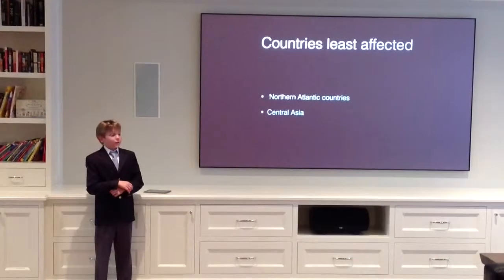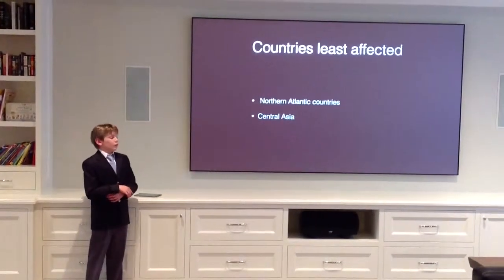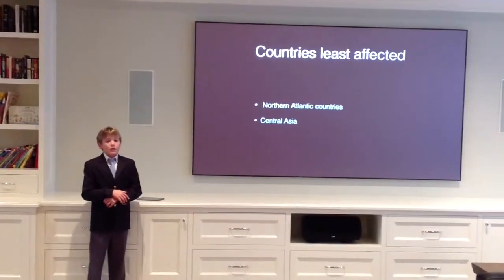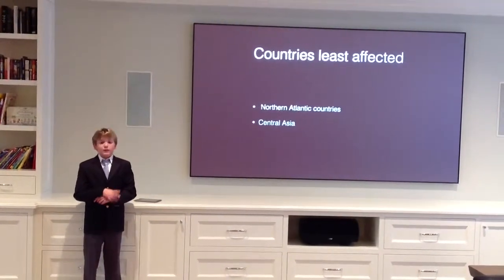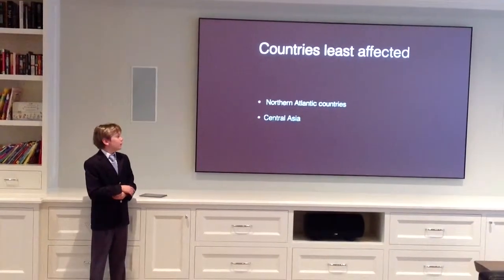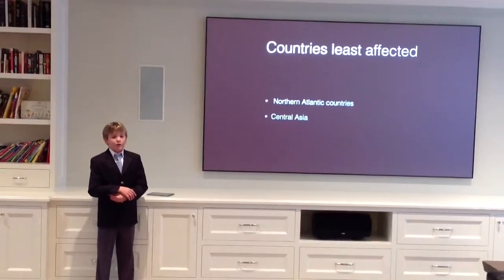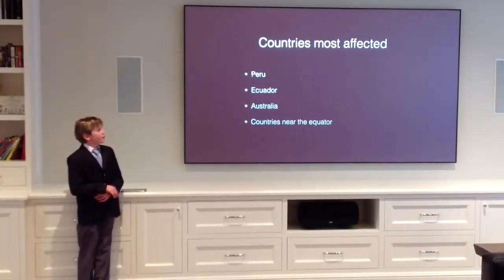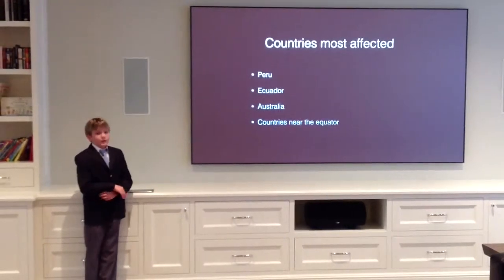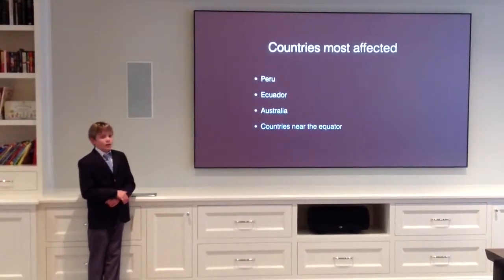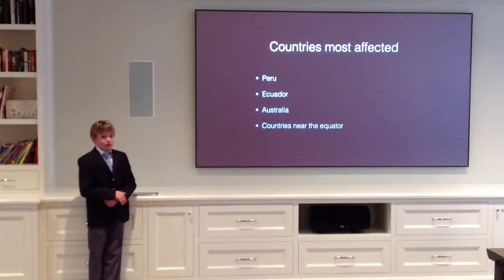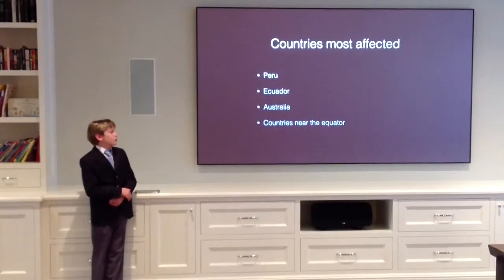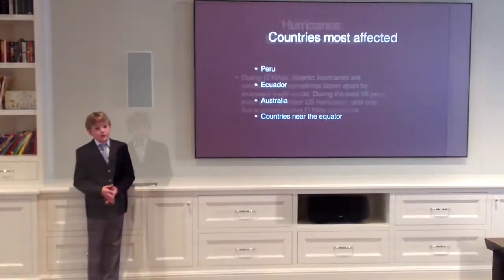The countries least affected by El Nino are the northern Atlantic countries because they are far away from the equator, and that is where El Nino has the most impact. And the Central Asian countries are far away from the Pacific Ocean. The countries most affected by El Nino are Peru, because it's right next to the Pacific equator. The same case with Ecuador, and Australia suffers from big droughts and forest fires. Countries near the Pacific equator are most affected.